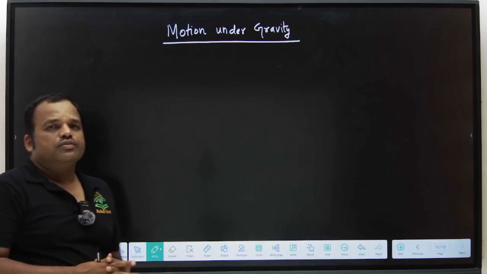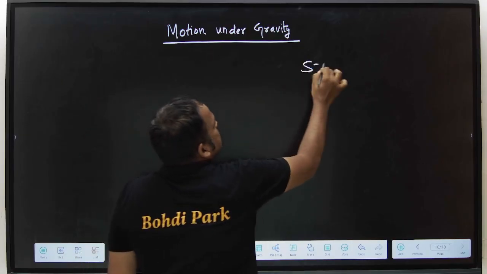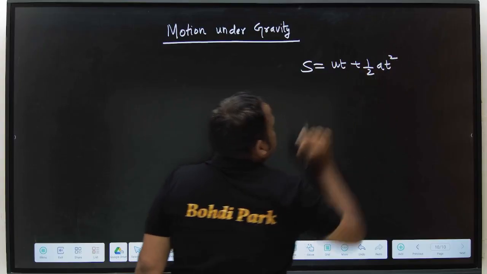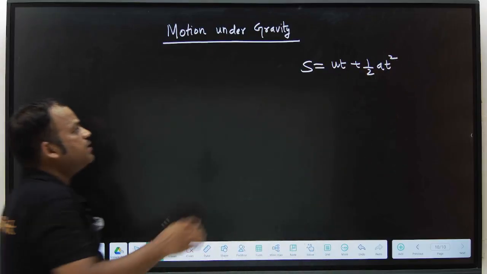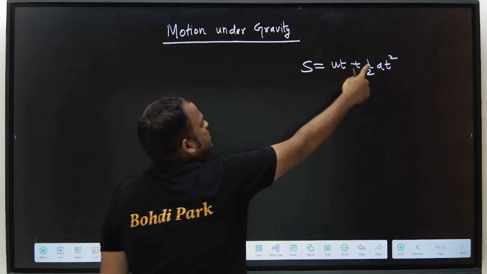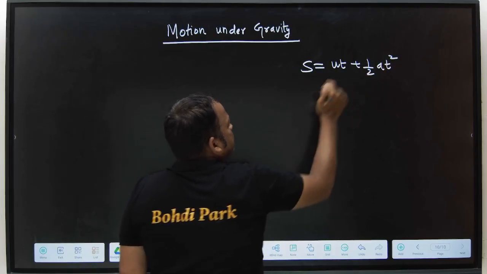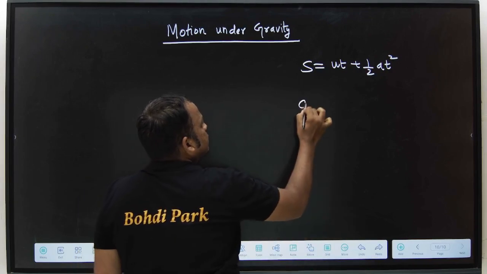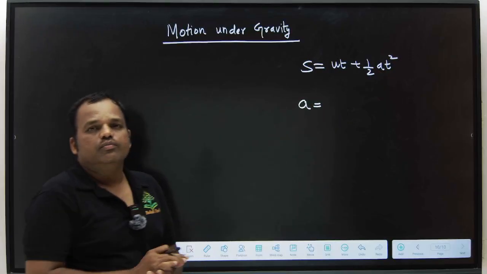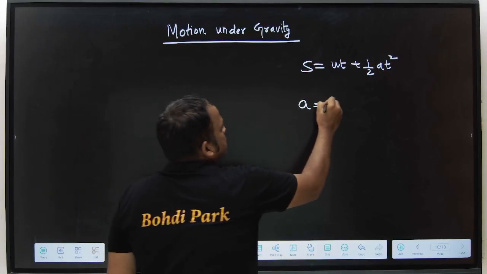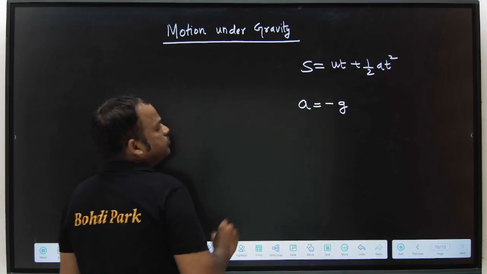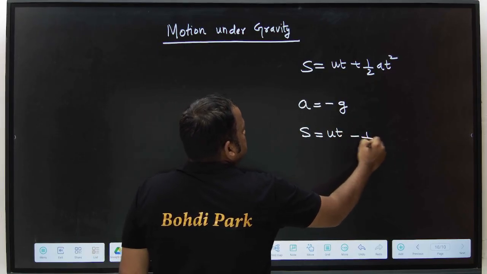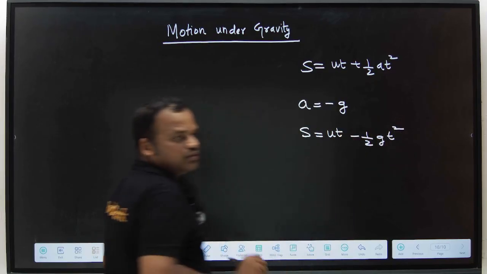So the equation of motion which we are going to use is S = ut + half at square, where S is displacement, u is initial velocity, a is the acceleration, t is the time taken. Now in motion under gravity, the acceleration is given as minus g, so S will be equal to ut minus half gt square.